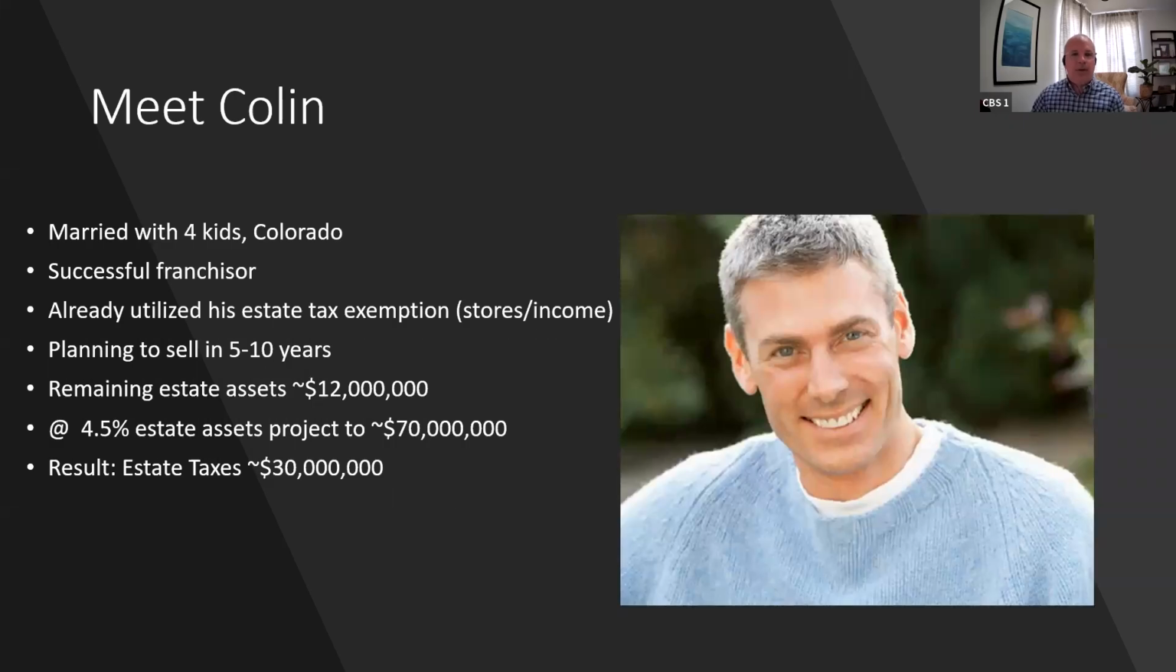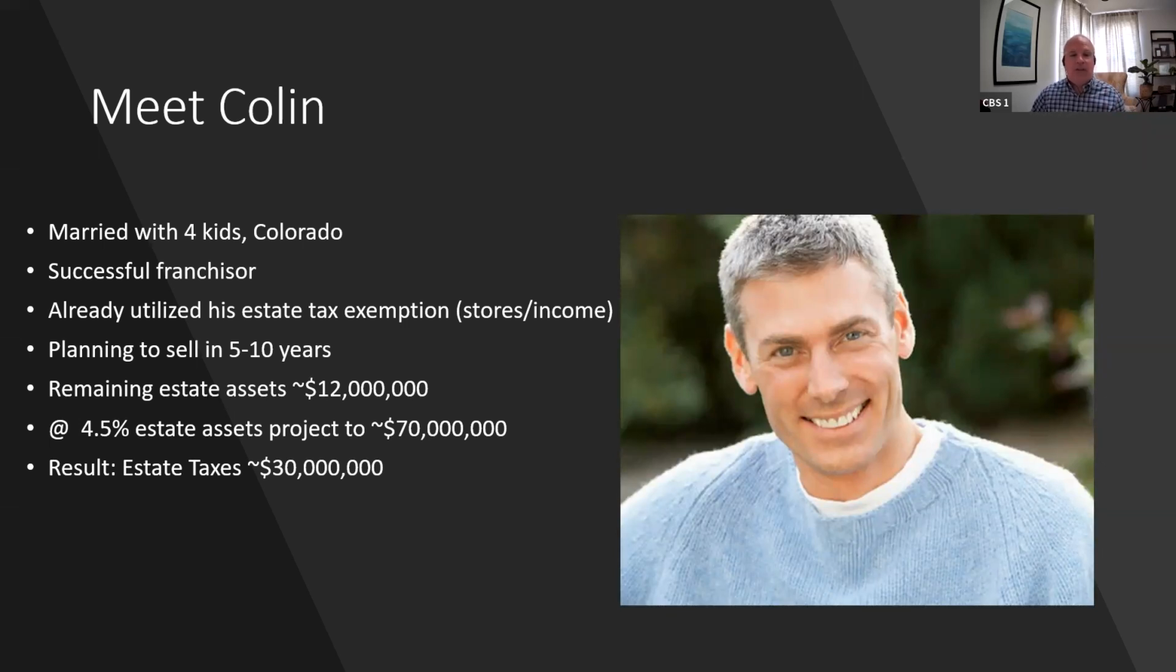So here's my example to help clear everything up. Meet Colin. He's married with 4 kids, lives in Colorado. He's got a bunch of retail stores. He's used his exemption and he's gifted those retail stores to a trust. They're kicking off income, and he plans on selling his entire enterprise at some time in the next 5 to 10 years. Well, left in his estate is $12 million.